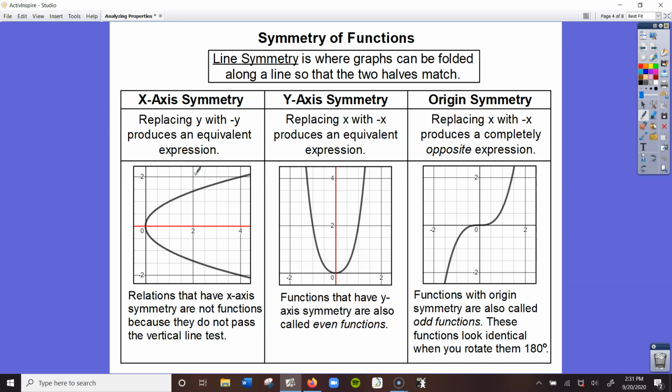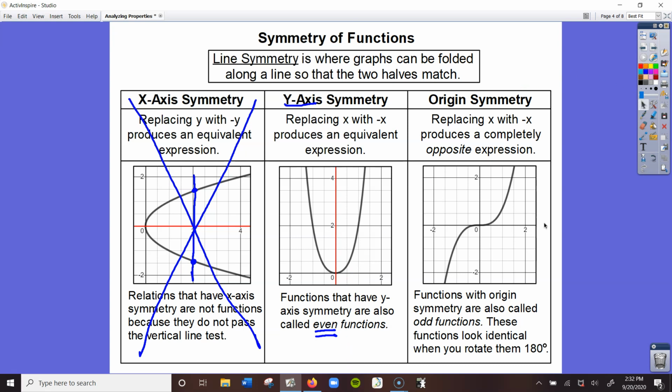However, if I were to try the vertical line test here, I would see that this particular graph passes through 2 points, meaning that it is not a function. And we're only really concentrating on functions right now, so we won't see graphs that have x-axis symmetry. Therefore, you do not have to worry about this right now. Now, y-axis symmetry is another type of line symmetry, meaning that I would draw a line along the y-axis, and the left side would look the same as the right side. All functions that have y-axis symmetry are called even functions.